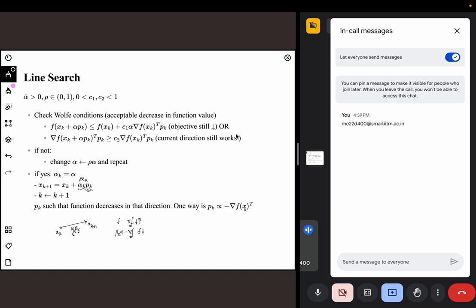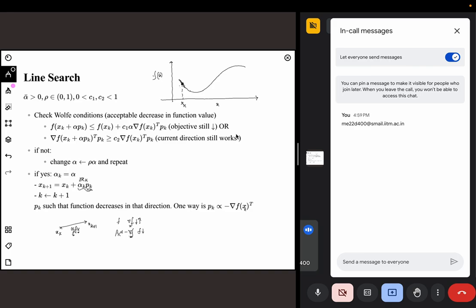But now the question is how far should I go? Say for example, you have something like this, this is my f of x and this is my x. So you have a function like this, and say you are at some point here. So let's say this is my xk. The question now is how far should I go? Where should be my xk plus 1? It can be here, it can be here, it can be anywhere.